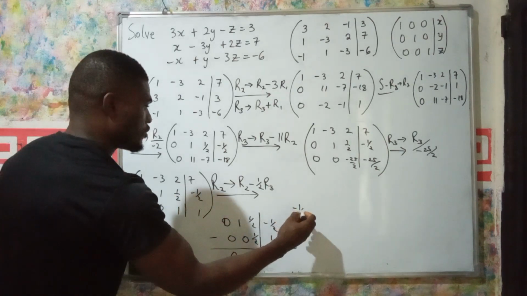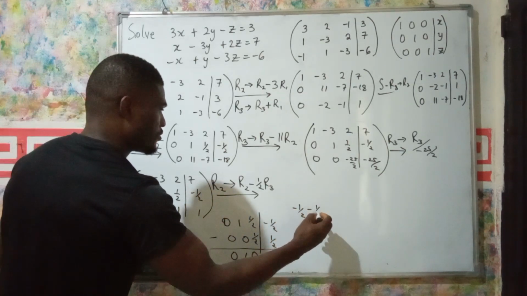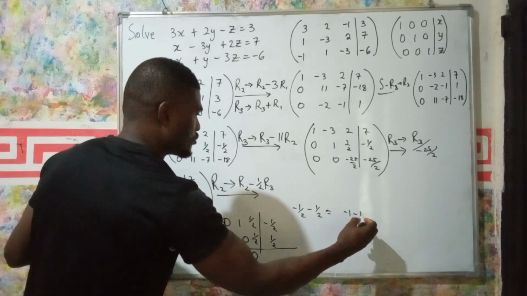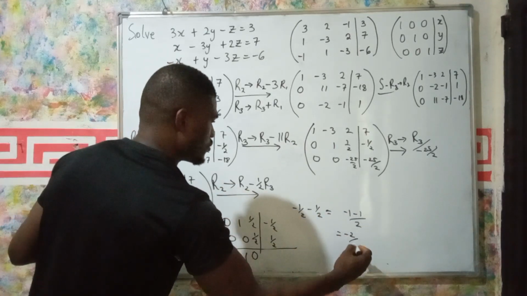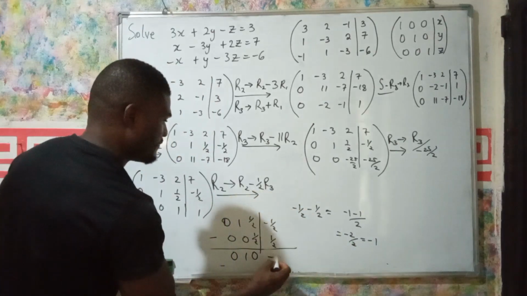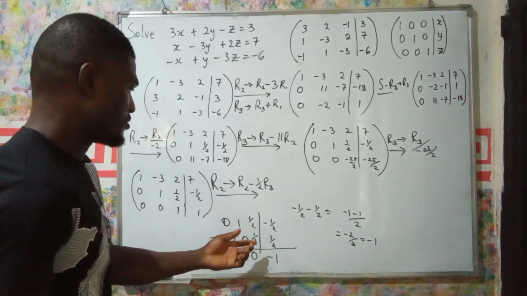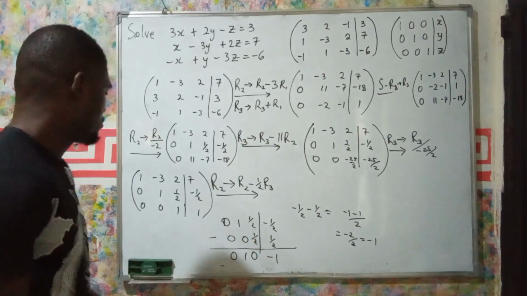Now, negative 1 over 2 minus 1 over 2 becomes minus 1 over 2, and that's minus 2 over 2, which is minus 1. Alright, so we have minus 1 here. So we now have 0, 1, 0, and minus 1 as our new row 2.